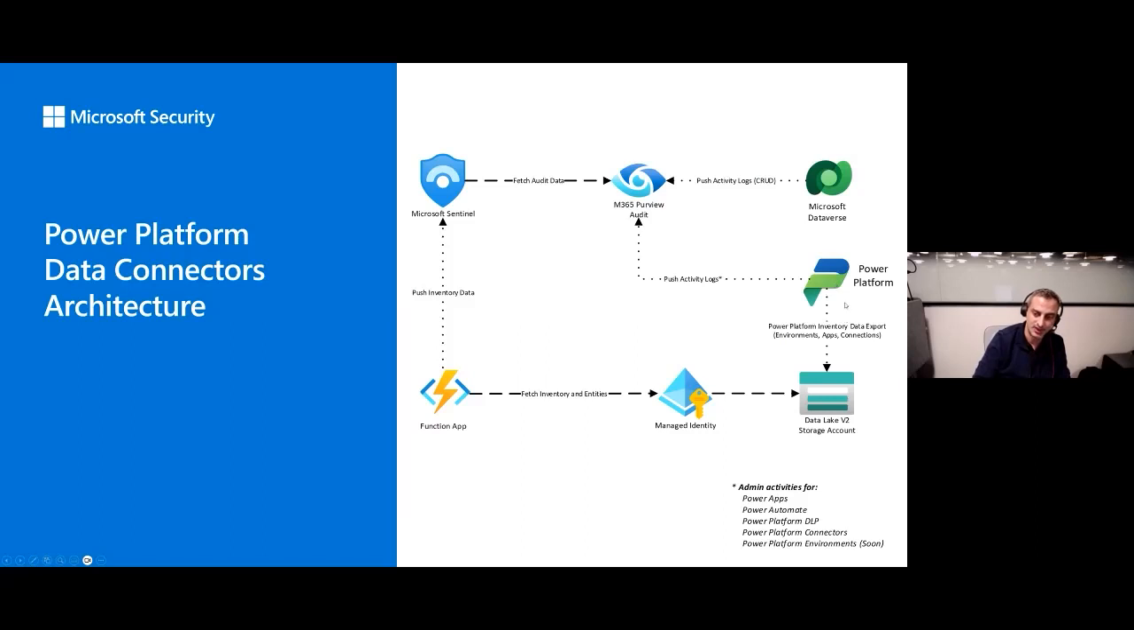And the other kind of connector is the one that brings in the inventory data for Power Platform. This one relies on the Power Platform inventory data export capability in Power Platform. It brings in or writes all of the details into a Data Lake V2 storage account. And as a part of the solution, we provide a function app that uses a managed identity to fetch this inventory data from the data lake and push it into a table in Sentinel that we can query in the different detection analytic rules that we have.